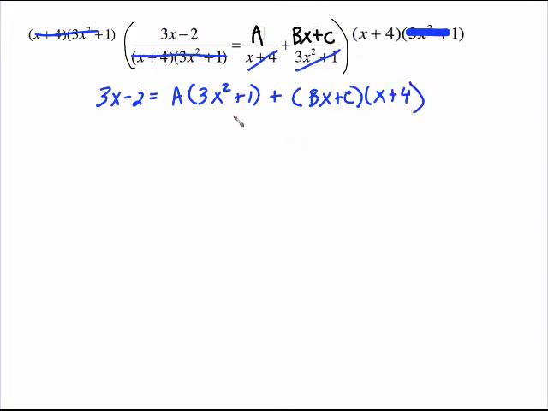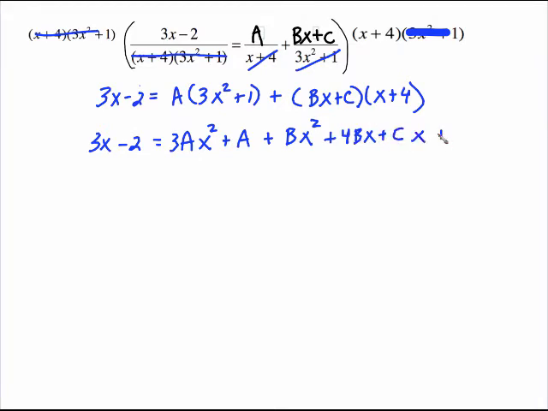Now in the other method where we were letting x equal something and substitute in, we left it in this factored form. If we're going to go to the method of equating coefficients, we need to distribute here and FOIL this out right here, while the left side stays 3x minus 2. Distribute the A, which will be 3A x squared plus A. FOIL over here, Bx times x is Bx squared. Bx times 4 is 4Bx. Then C times x is Cx, and C times 4 is 4C.